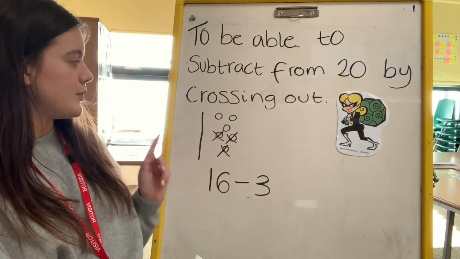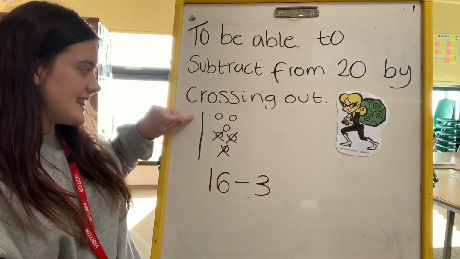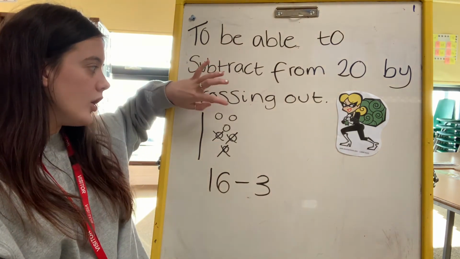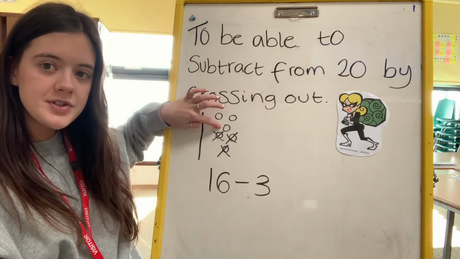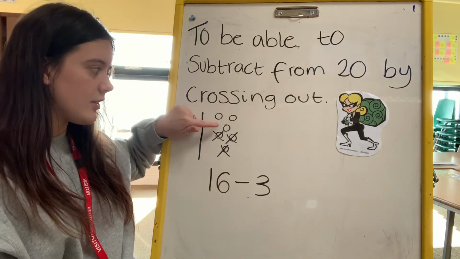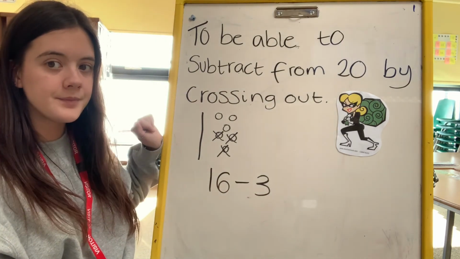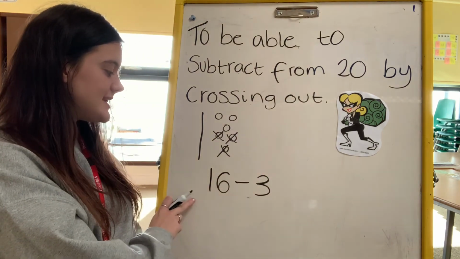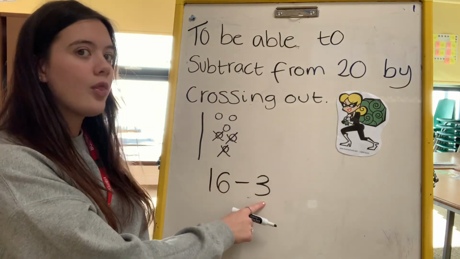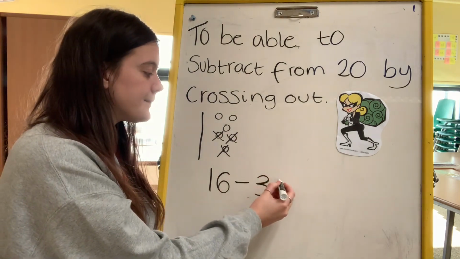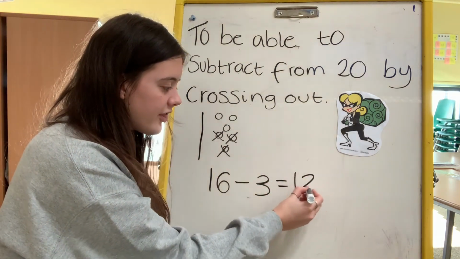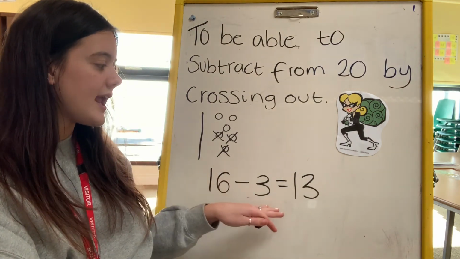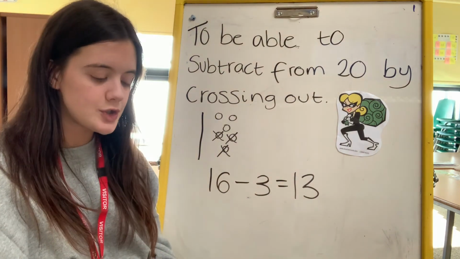So how many do we have left? We know that this represents 10. So we have 1 ten left and 1, 2, 3 ones. So what's 1 ten add 3? What's 10 add 3? It's 13, isn't it? So we know that there were 16 tea bags. 3 of them were taken away and we are left with 13. So we know that 16 take away 3 equals 13. Super.